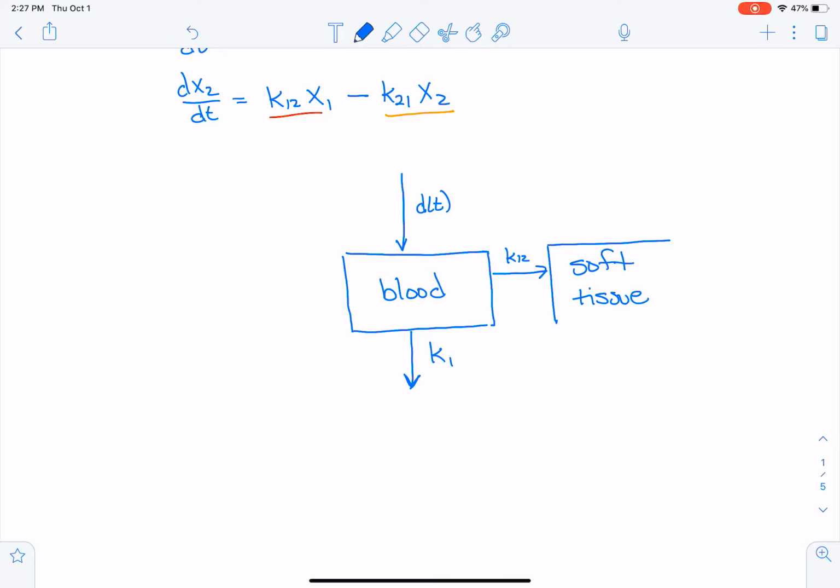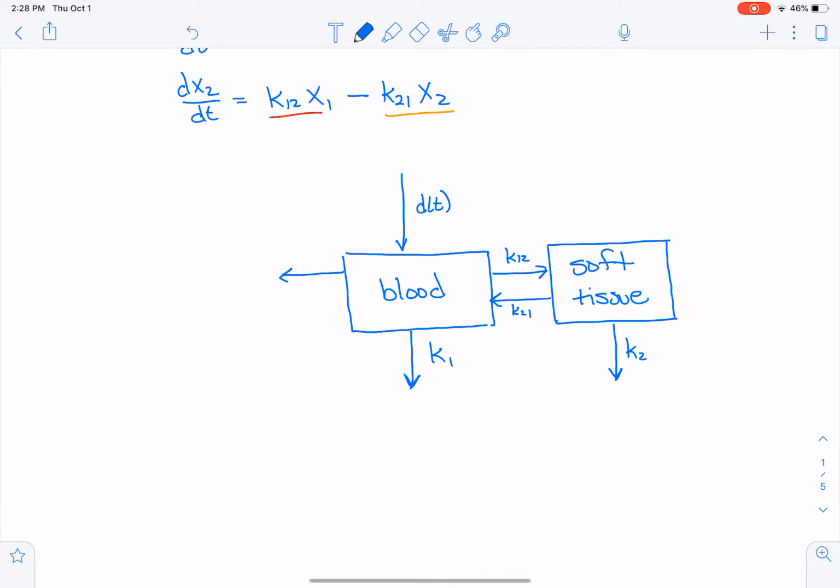Or we could look at other organs. But also the drug that's in the soft tissues could be absorbed back into the bloodstream at a rate K2,1. Or we could actually have the drug leave the soft tissues on its own into some other system of the body. We'll call that K2.